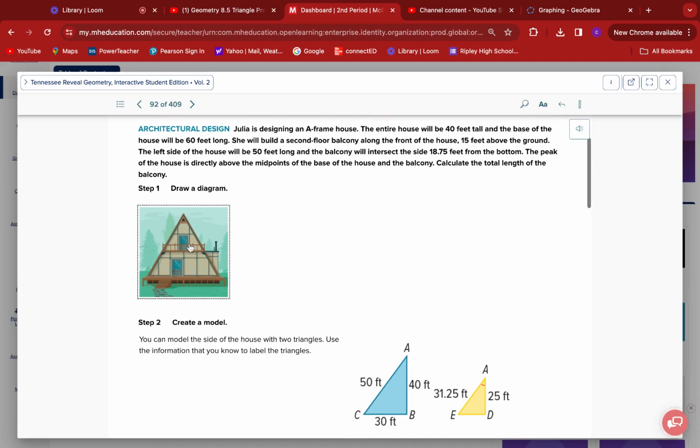Oh, they don't draw it out here. I just noticed in the book they give you everything kind of drawn out for you, which is super nice.